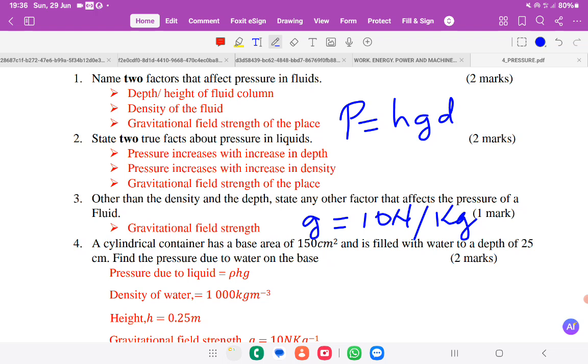All right, so these are also essentially the factors that affect pressure. If two of them are kept constant and you change the other, then the pressure will depend on that third factor. If you hold the g and the density and you change the height, it means the pressure will change according to the change in the height of the liquid. That's very important to note.